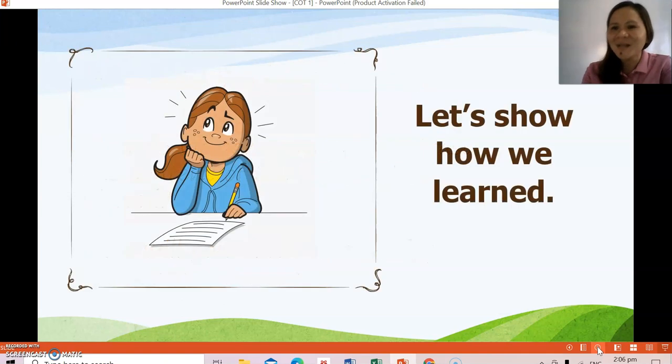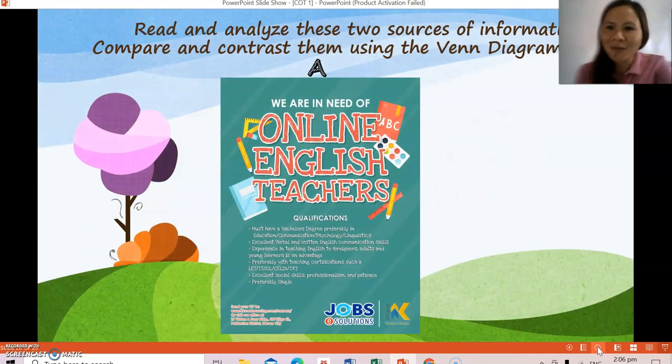All right. So now let's show how you have learned. Okay, so here, class, this is your learning task one. All you have to do is to read and analyze the two sources of information, compare and contrast them using the Venn diagram. So this one, letter A, is a printed material.